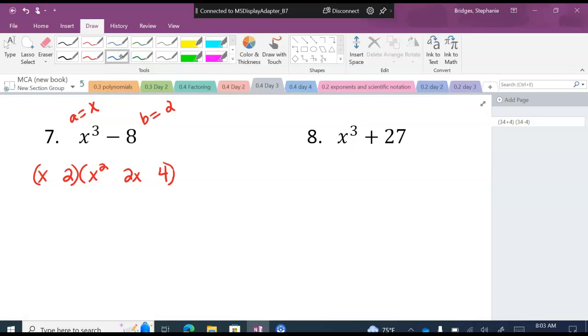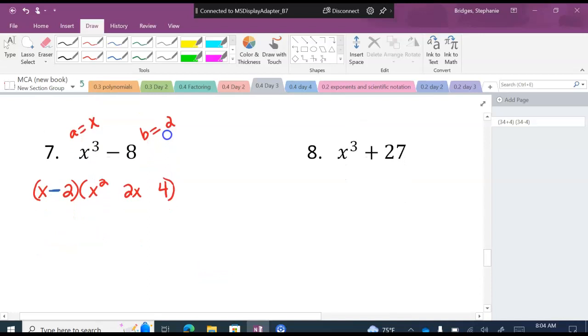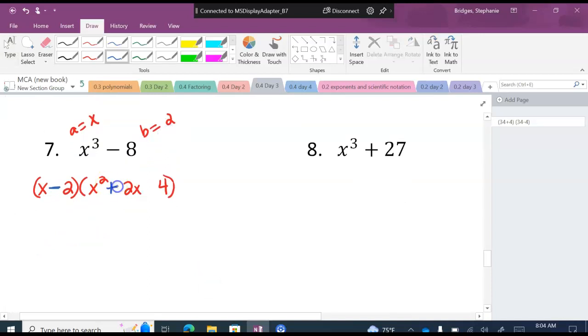Now I can go back and use the word SOAP to help me fill in my signs. The first sign is the same as what's in the problem. What's in the problem? A minus. So we're going to put a minus in that first parenthesis. The second sign is the opposite of that. What's the opposite of a minus? Plus. And then the third sign is always positive.